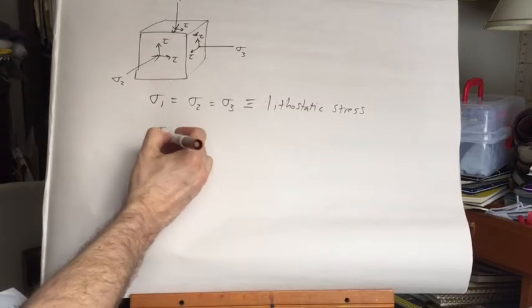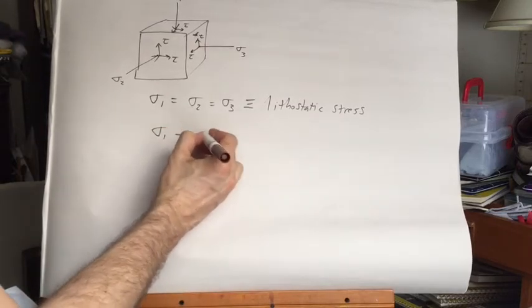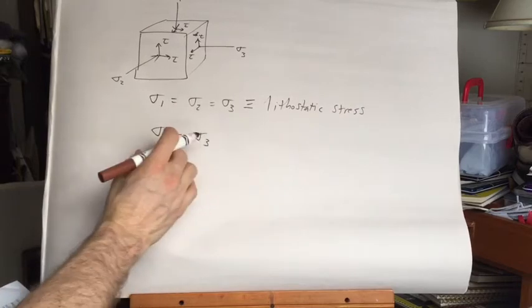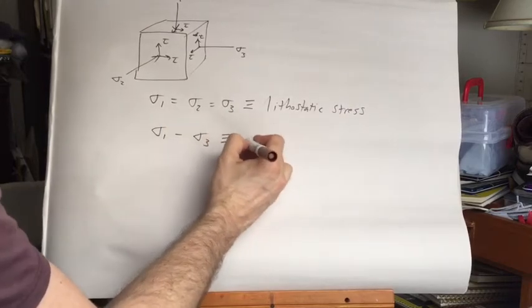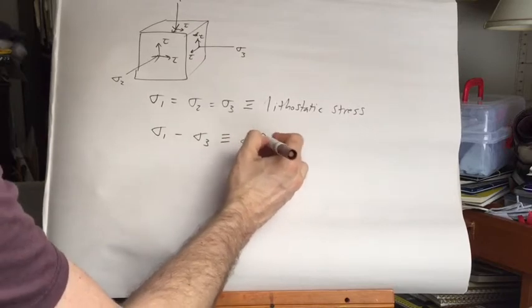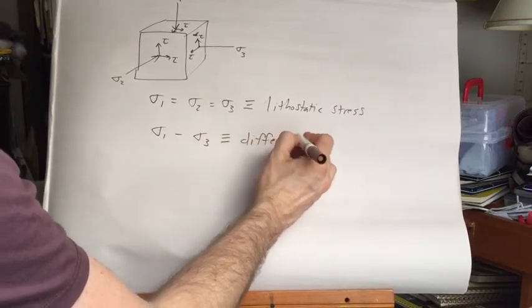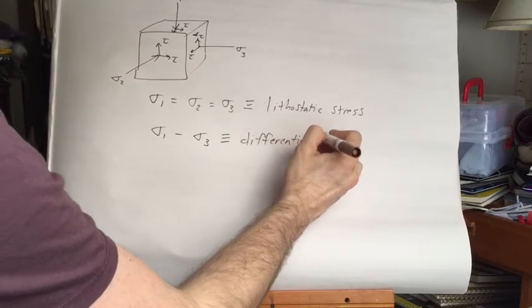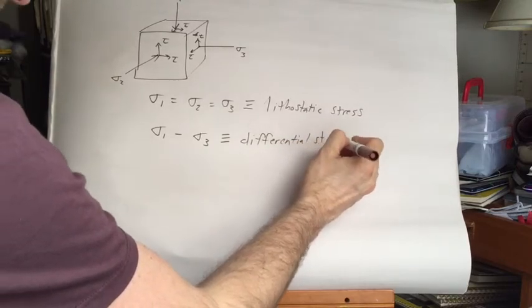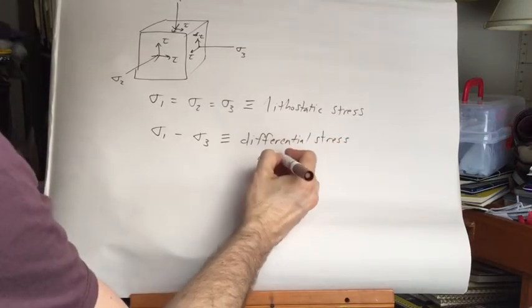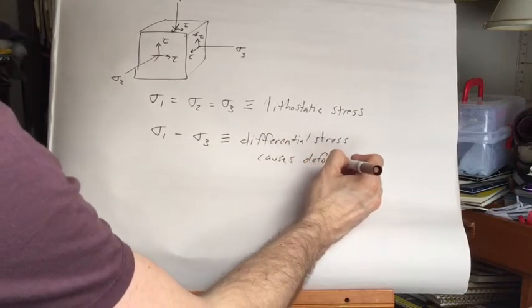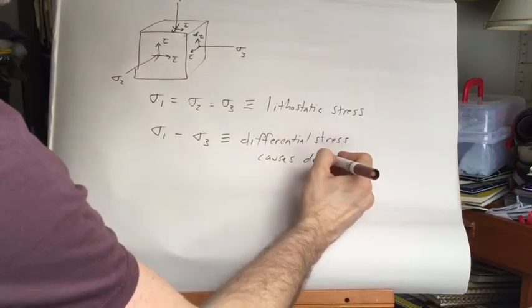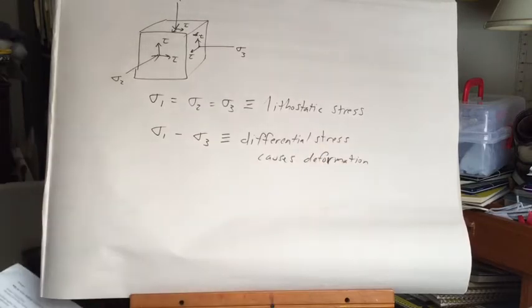What does bend or break things is what we call differential stress, which is the difference between the largest and the smallest components of stress. This is what causes most deformation.